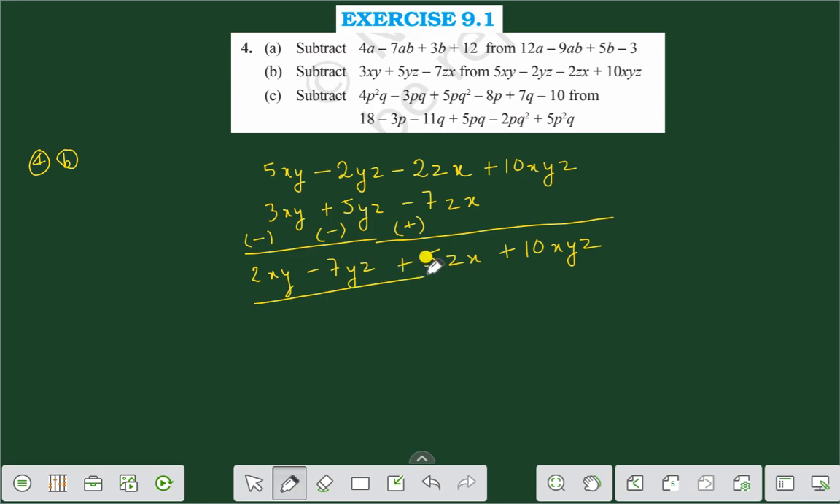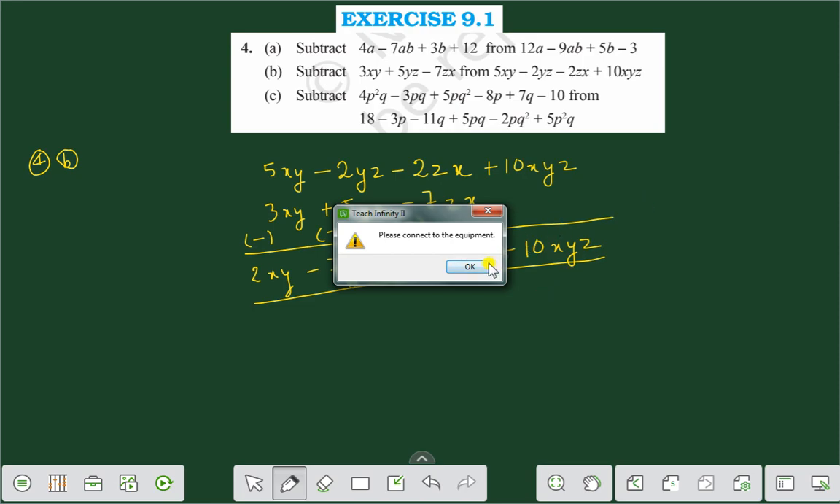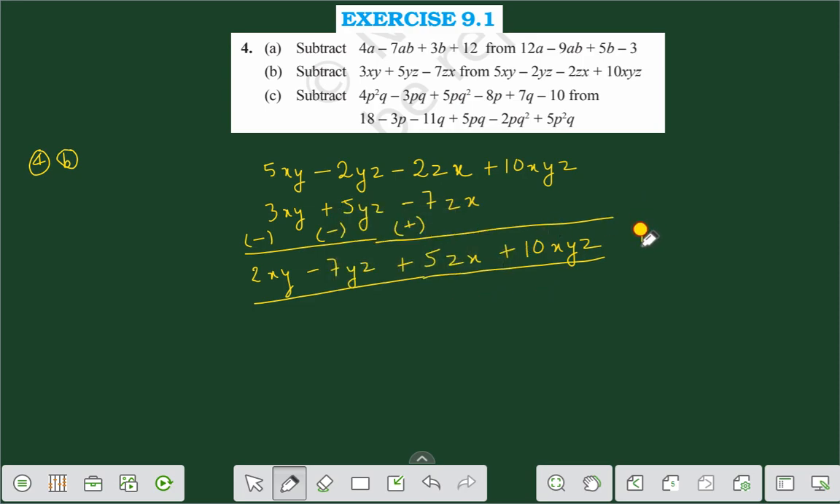Therefore, we are getting 2xy minus 7yz plus 5zx plus 10xyz. This is the answer of question number 4b.